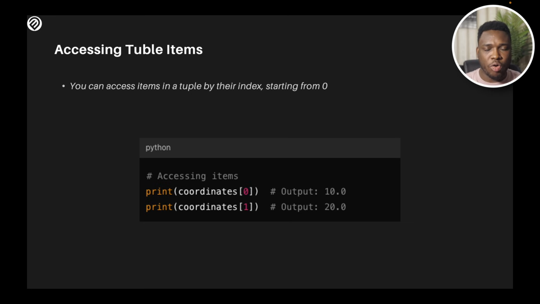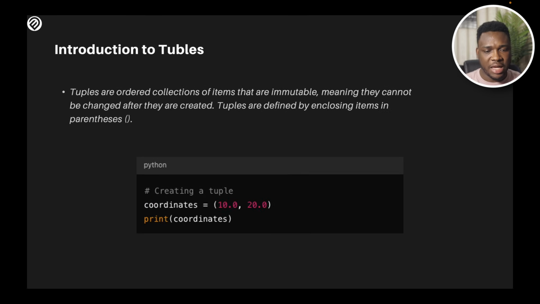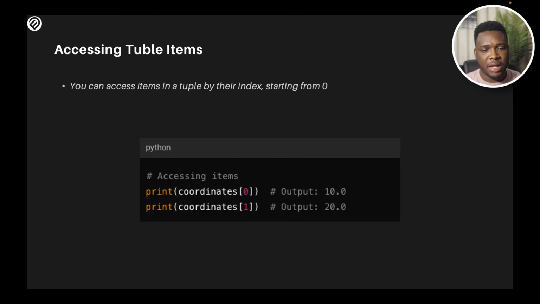Here I have my coordinate. The coordinate that I have in the previous slide, I have 10 and 20. I could come here in my coordinate and access the first element in the coordinate. I could also access the second element in the coordinate. The first element in the coordinate is 10, and the second element is 20. I can access these various elements within my tuple.